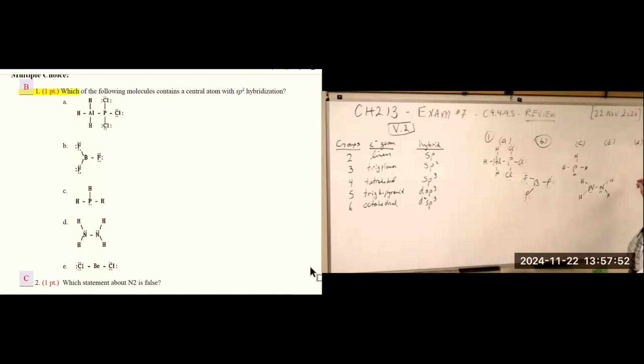And then beryllium with chlorine here and chlorine here, that would have to be sp, because there are two groups around the beryllium, which means sp hybrid. Okay, so the only one that fits sp2 is this one.